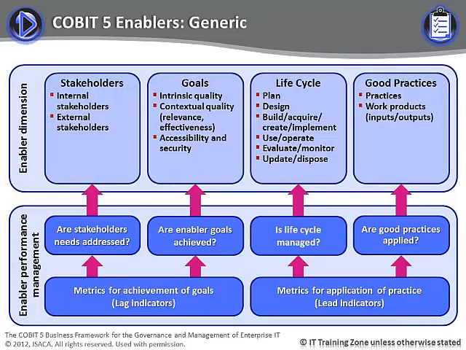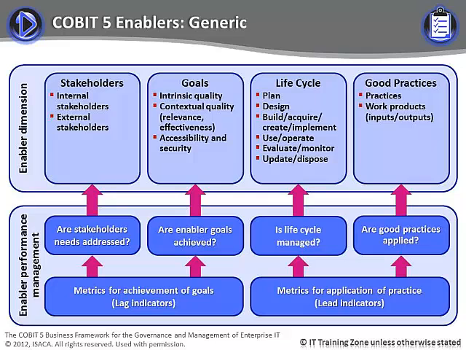Our next topic is COBIT 5 Enabler Dimensions. Each enabler has a common set of aspects or dimensions that allow the enablers to be managed successfully and consistently. The diagram on your screen illustrates the 4 generic enabler dimensions: stakeholders, goals, life cycle, and good practices. What this is saying is that each enabler has stakeholders, some internal and some external. Each enabler has goals. Each enabler has a life cycle, and each enabler has good practices.